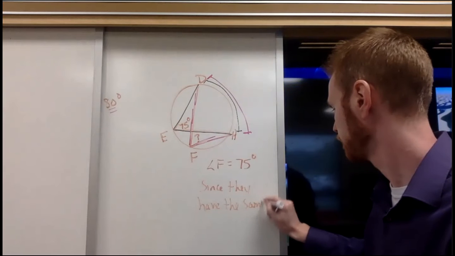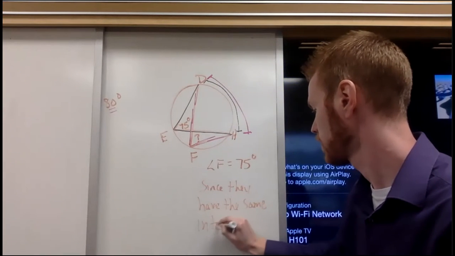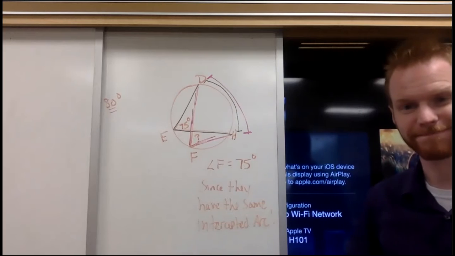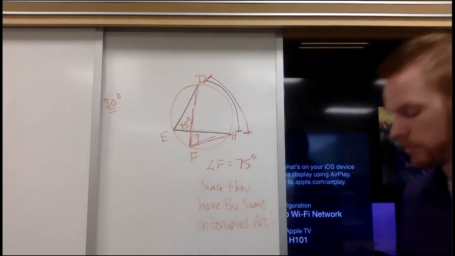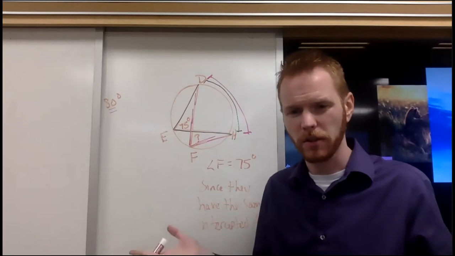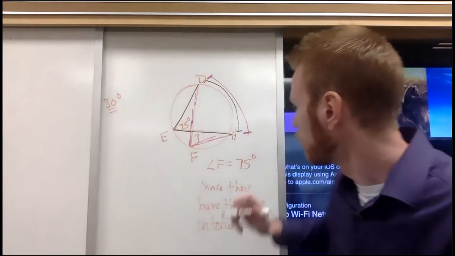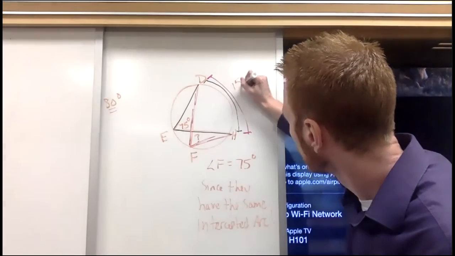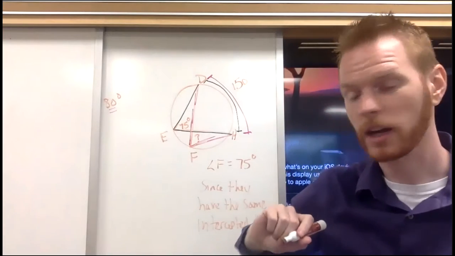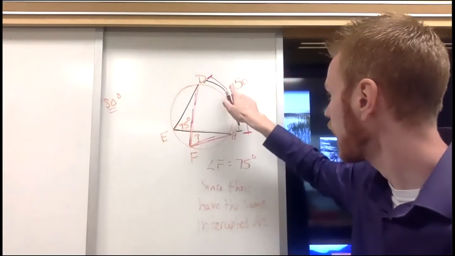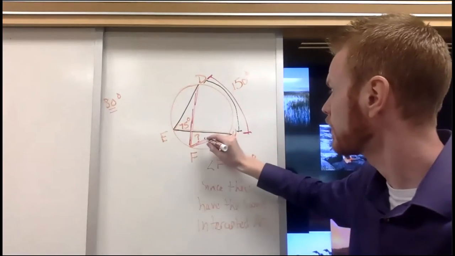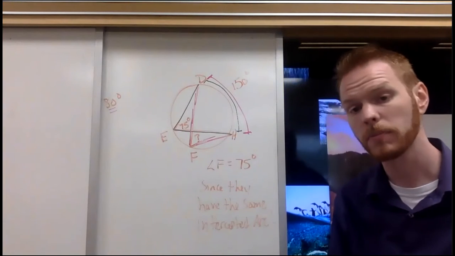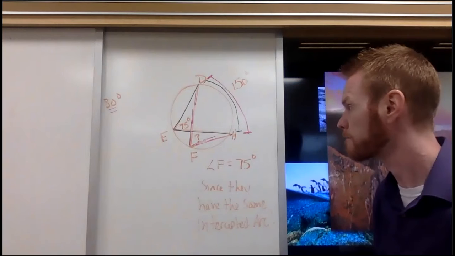the same intercepted arc. Okay. Now, let's say you didn't know that. If you didn't know that small little property there, well, if that's 75, this must be 150 degrees, okay? And because angle F is inscribed and has that intercepted arc, this would be half of it, which would give you 75 degrees. So without even knowing the theorem, you could still figure out that measurement.